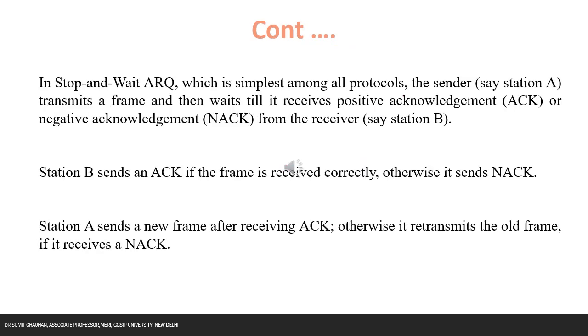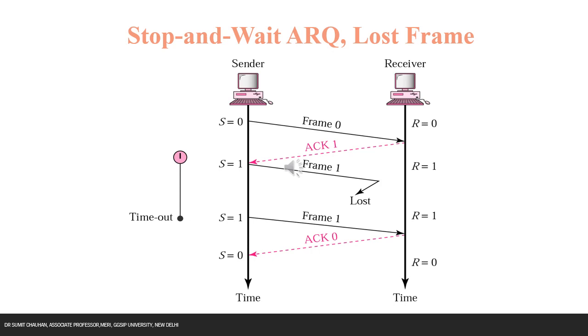Now in stop and wait ARQ, which is the simplest among all protocols, the sender, say station A, transmits a frame and then waits for the acknowledgement, positive or negative, from the receiver, say station B. Station B sends an acknowledgement if the frame is received correctly, otherwise it sends a negative acknowledgement. Station A sends a new frame after receiving an acknowledgement, otherwise it retransmits the old frame if it receives a negative acknowledgement. Now this is a diagram: stop and wait ARQ with a lost frame.